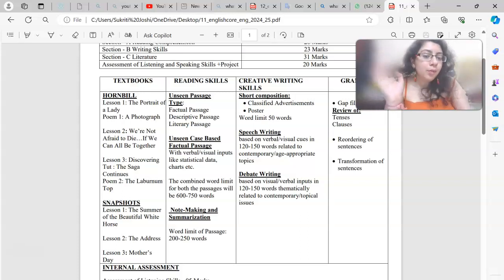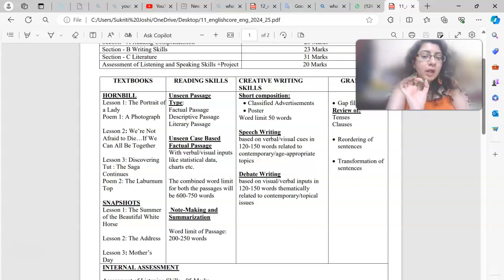All right, moving on to creative writing skills. Herein you get short composition, you have your classified advertisement, then you have your poster. The word limit would be 50 words for both the classified advertisement as well as the poster.